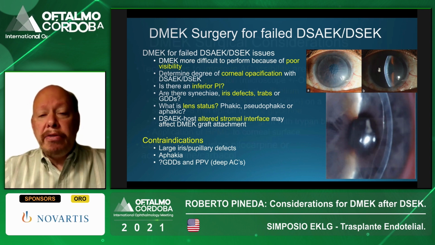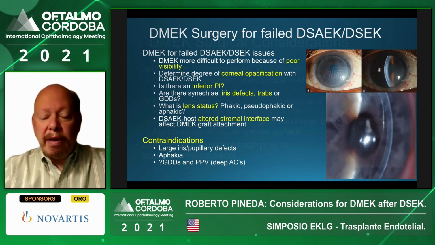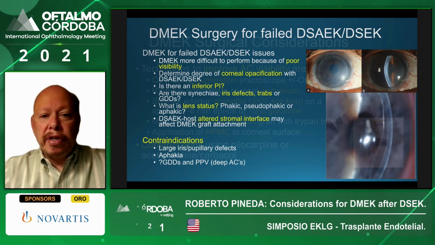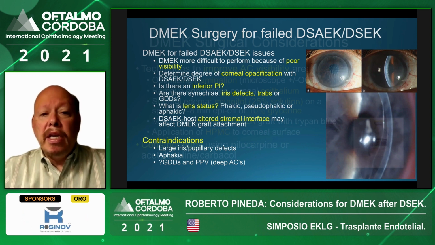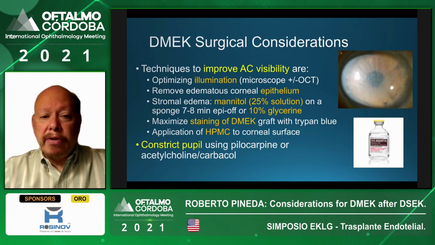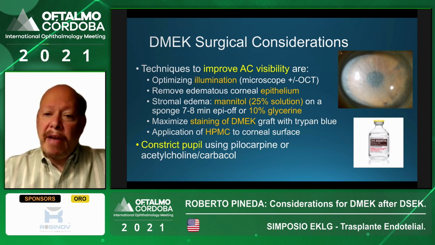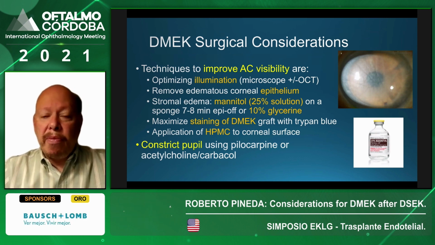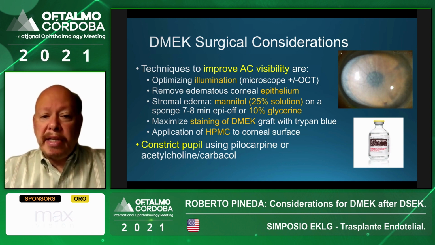So what can we do to put things in our favor for the surgery? Well, anything we can do to improve visibility. We heard about light pipes from Dr. Gupta, but we want to optimize illumination. Obviously, if you have access to a microscope that has intraoperative OCT, that's very helpful. Removing that edematous epithelium is very helpful.